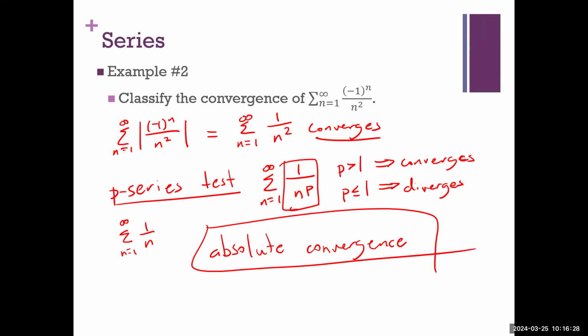Question? Wait, I'm a little confused how you say 1 over n diverges, because as n gets bigger, doesn't it just get closer to 0? What got closer to 0? If you do 1 over n, if the denominator, since the numbers are getting larger, doesn't the fraction approach 0?